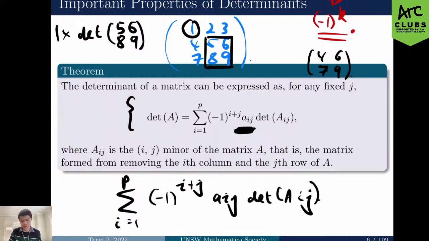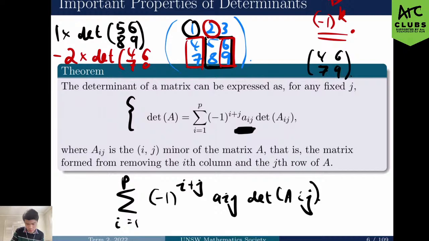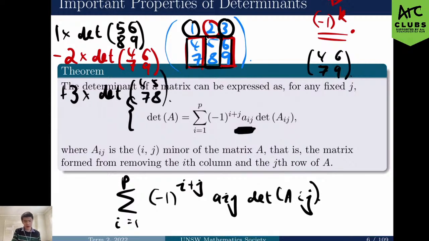And what you do is you go through the row like this, and the next one will be 2, and then you have 4, 6, 7, 9, and then you subtract that one. So minus 2 times the determinant of 4, 7, 6, 9. Then you go to the last one. Basically, you go all through the row, and then you add 3 times, you guessed it, the determinant of 4, 5, 7, 8. Right, and so once you've done that, you get the determinant of the entire matrix.